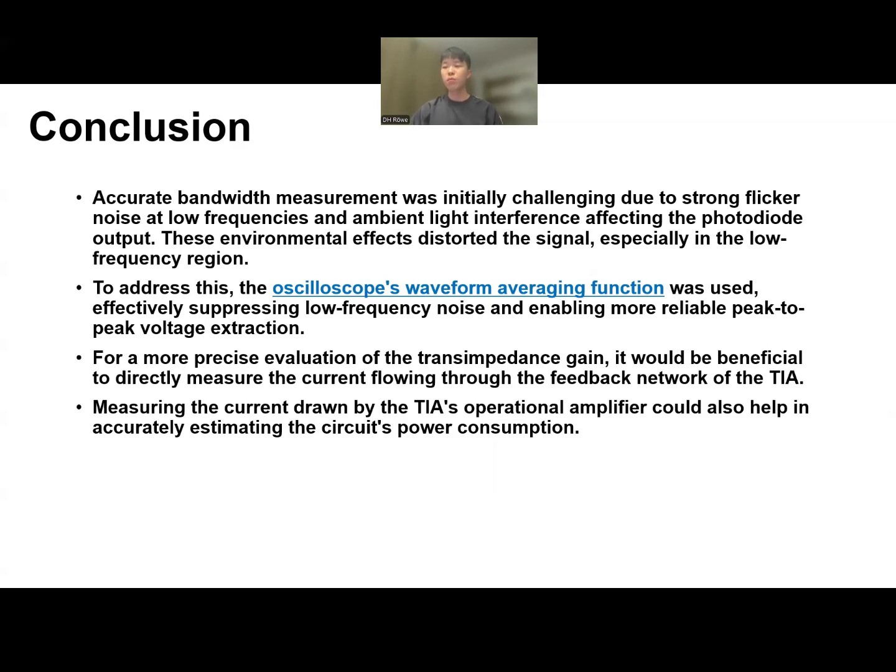For future work, a more precise evaluation of the TIA's performance can be achieved by directly measuring the current through the feedback network to obtain accurate transimpedance gain. Measuring the supply current of the op-amp to better estimate the overall power consumption of the circuit could also be done.